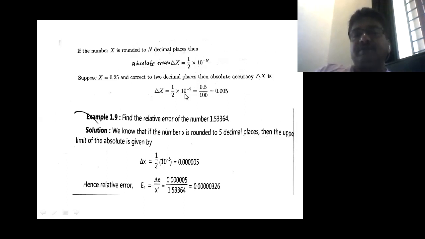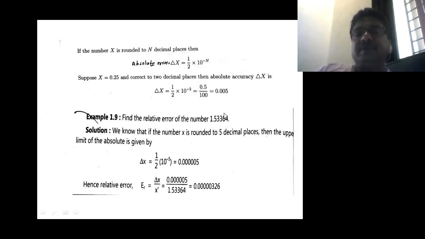1/2 into 10 raised to minus 2. 1/2 means 0.5, into 10 raised to minus 2 means divide by 100, that is 0.005. So if the number is rounded to 2 decimal places, then the upper limit of the absolute error is what? 0.005.